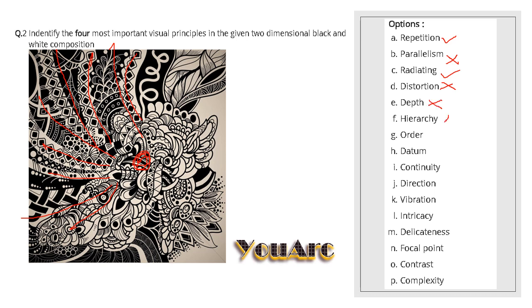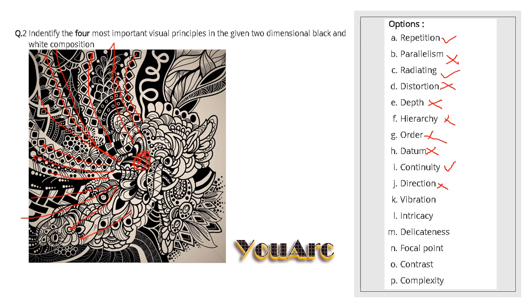We don't have order. We don't have datum. No. Do I have continuity here? Yes, we can see that the eyeball is getting moved from here to here. There is some movement and continuity happening here, right? So continuity is there. Direction, no defined direction for this. It is radiating. It has different directions. So I didn't go for this.